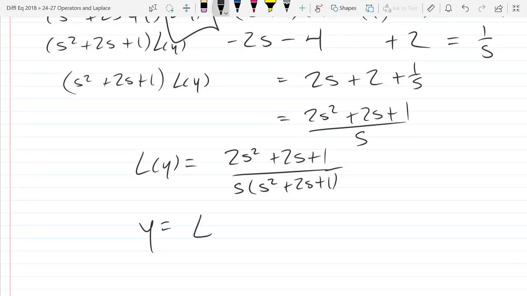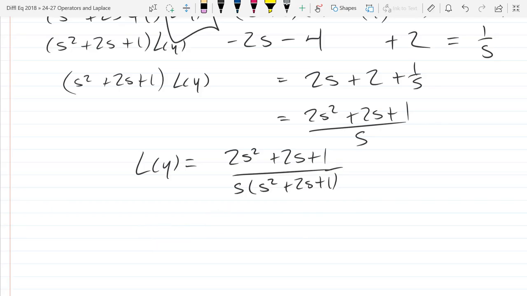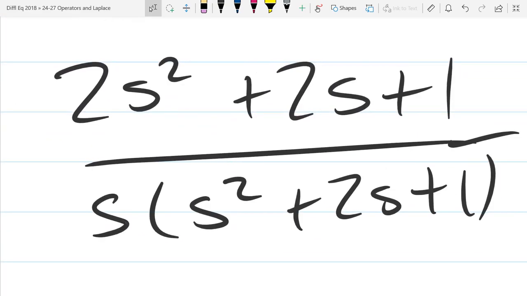So y equals L inverse of all this stuff. All right, so look at page 306. Do you see anything that looks at all like this right here? Not even close. It's way too complicated. All right, so we got a problem. This doesn't look at all like anything in that page. How in the world can I take this fraction and rewrite it so it looks like fractions in that table?